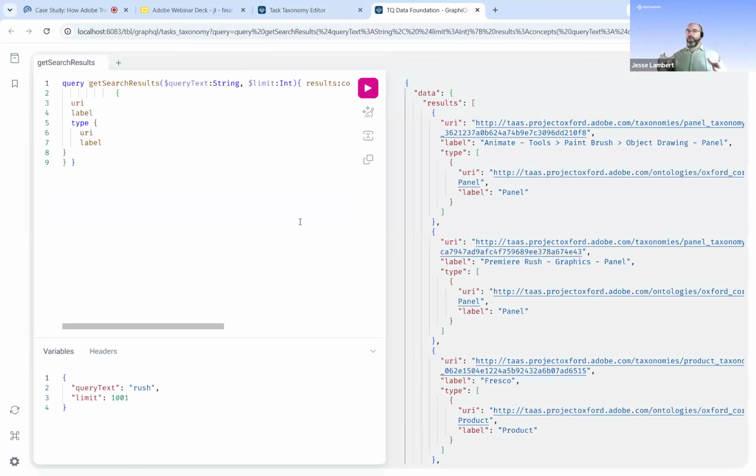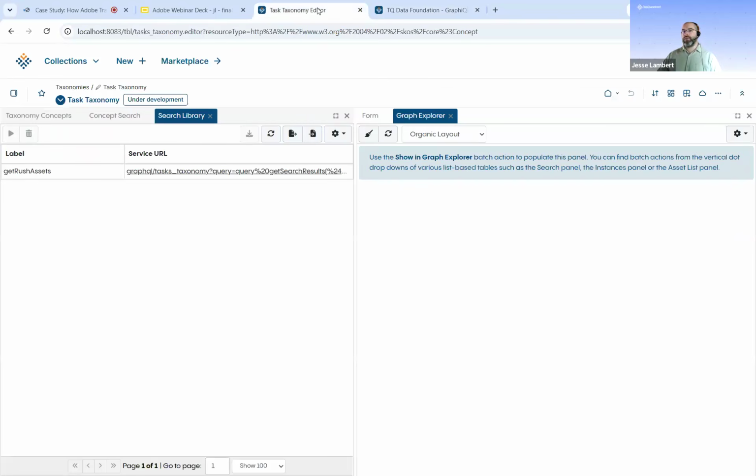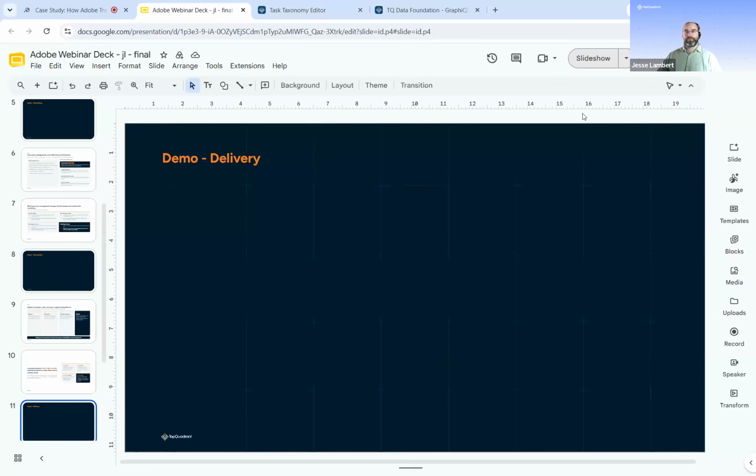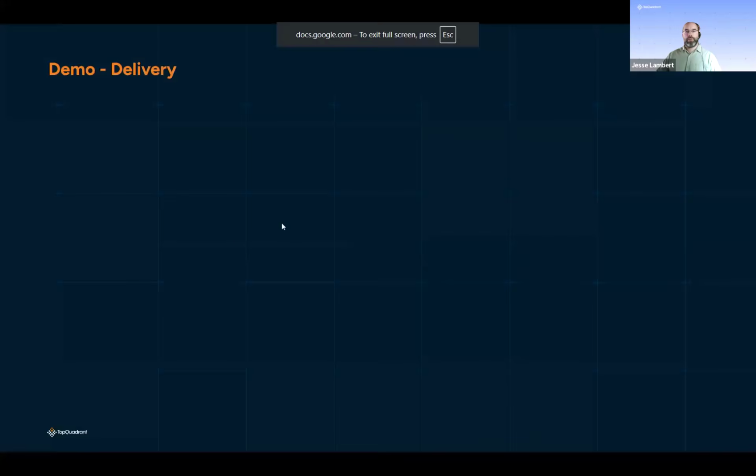And TopQuadrant as a platform has a self-documented GraphQL wrapper automatically generated from the ontology work that can be used to allow us to interact with full GraphQL mutation capabilities in and out. And this is an example of an API that I know that Factor is using, because what Factor does is, I'm going to go back to the slideshow here.